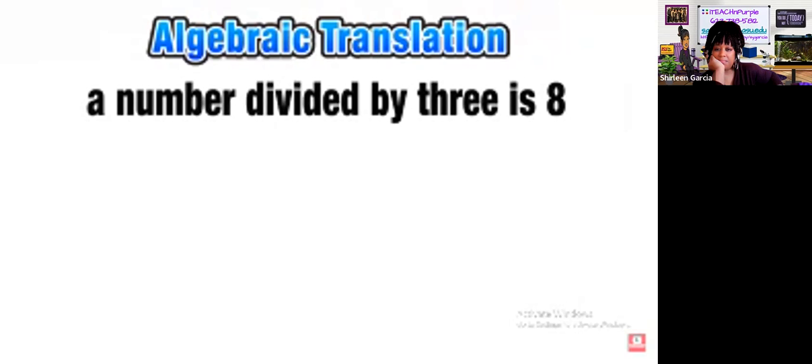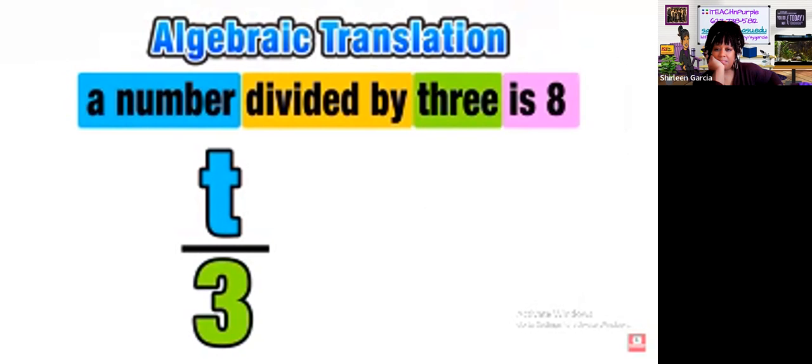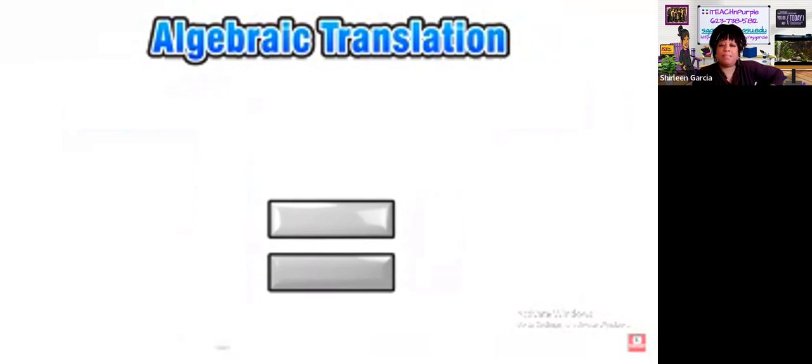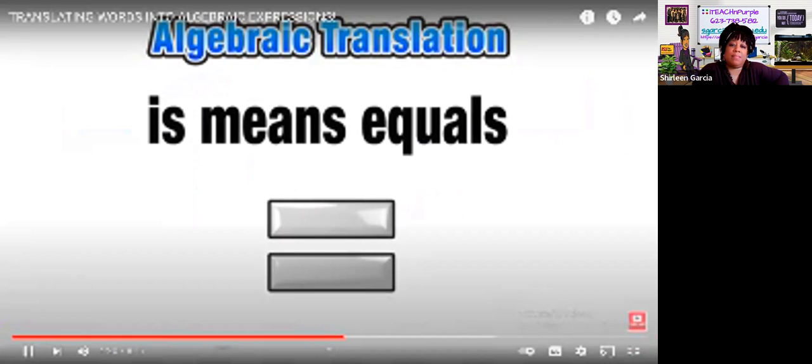And now let's look at a number divided by 3 is 8. So we have a number, let's call it t, and we're dividing it by 3, so let's use a fraction, t over 3. And when we say is 8, that just means that it equals 8. So be aware that the word is, or is equivalent to, just means equals. And just remember that if you have equals, that turns it into an equation.